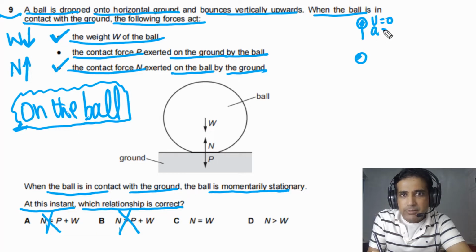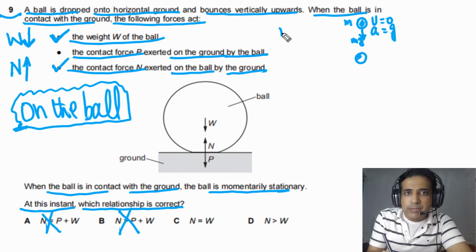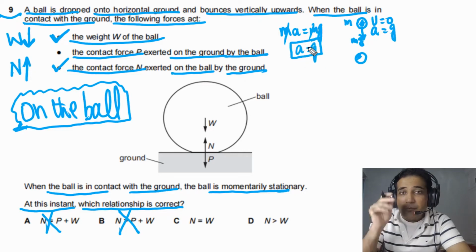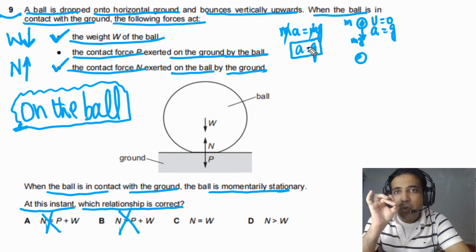Acceleration at this instant, a, will be equal to g. The reason is that the resultant force acting on this ball, let's say the mass of this ball is m, at that moment will be equal to mg. So we can simply say F net equals ma, and this is equal to mg. So m cancels, a is equal to g. So it means this ball has acceleration even though the speed of the ball is 0.